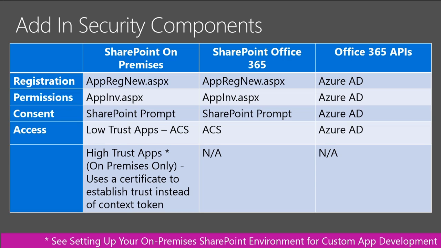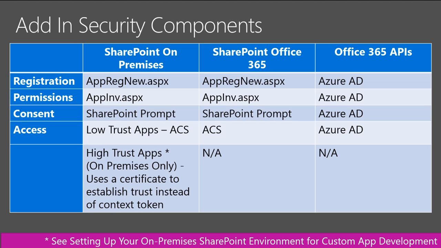What we want to provide here was just a quick grid to talk about those different components: the registration, permissions, consent, and ongoing access. And here, for registration, if you're on premises, you're going to register your app using appreg.new.aspx. It's a page that's already hosted on your SharePoint site. If you're in the cloud, Office 365, same page, _layouts/15/appreg.new.aspx. In order to grant permissions to that particular application, those permissions are going to be on the page appinv.aspx, same thing in the cloud.